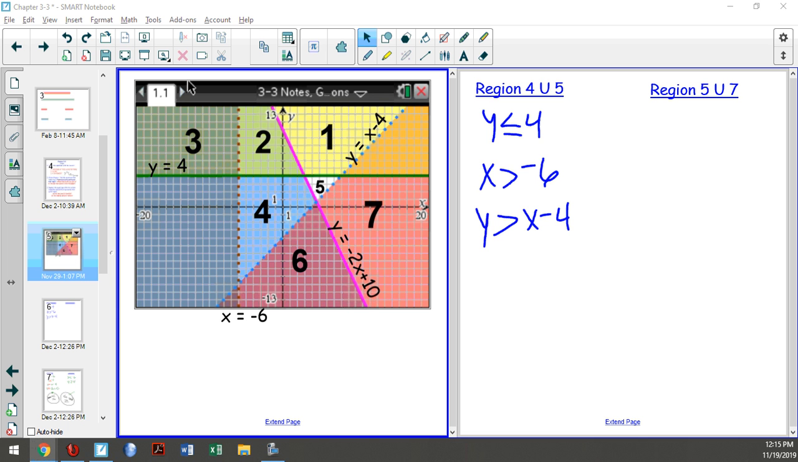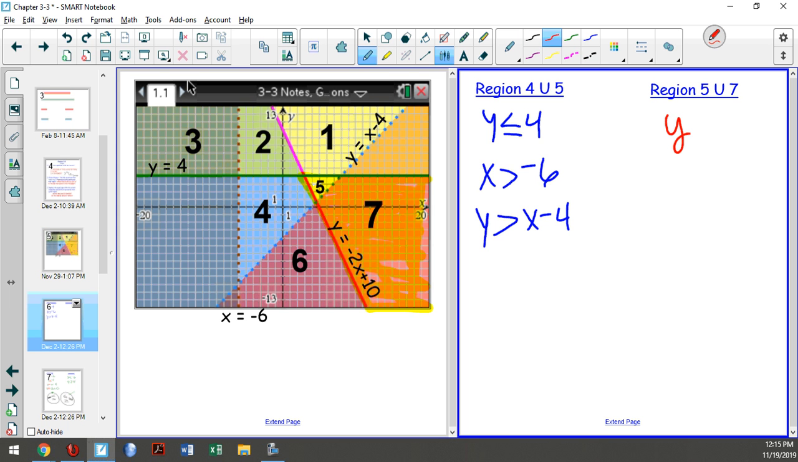Okay, 5 and 7 together. I'm going to start at 5, and I'm going to go down a diagonal. And look, that's the whole region there, isn't it? So tell me, how many sides are there to 5 and 7 together? 2. So what two lines make up 5 and 7? Y equals, what'd you say? Negative 2x plus 10, and what else? Y equals 4.